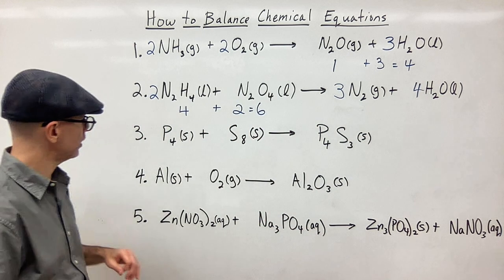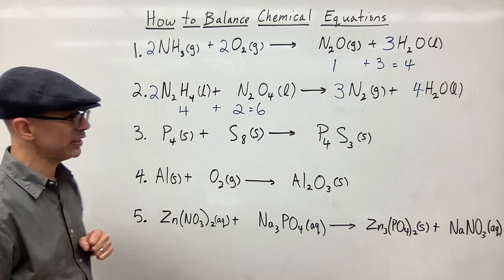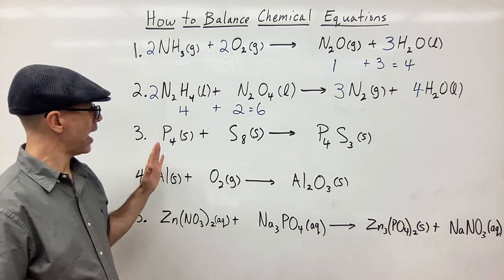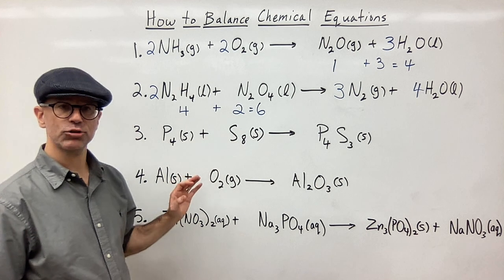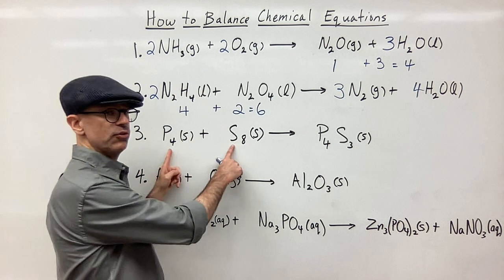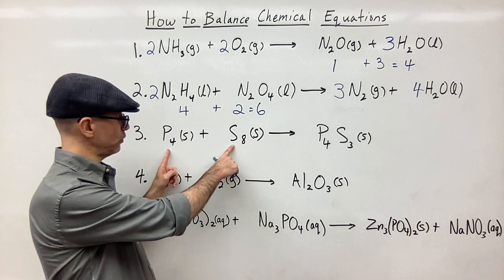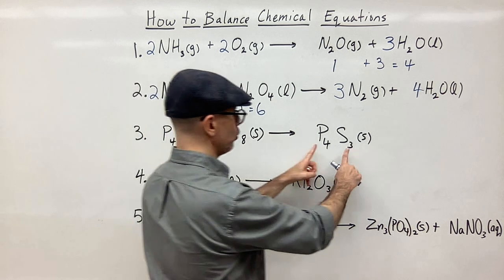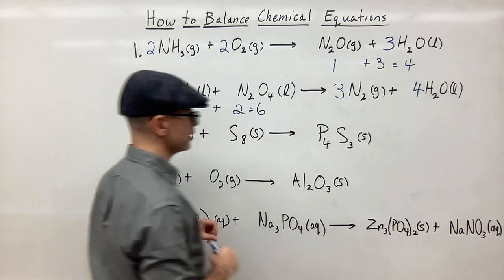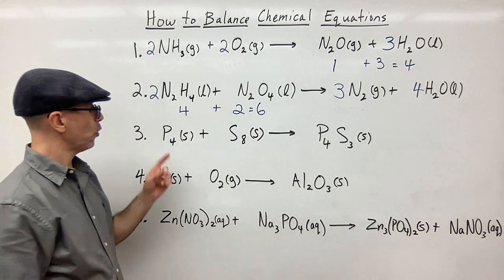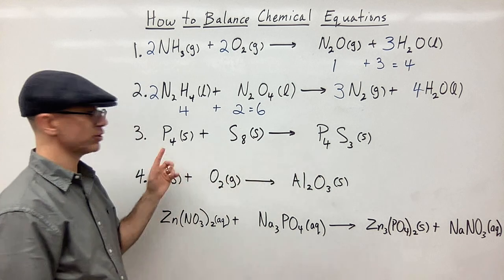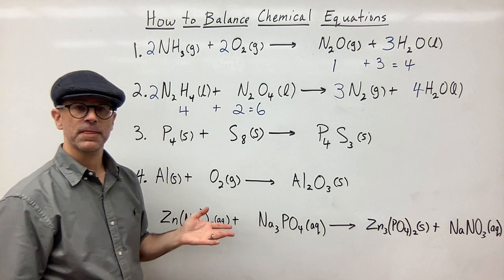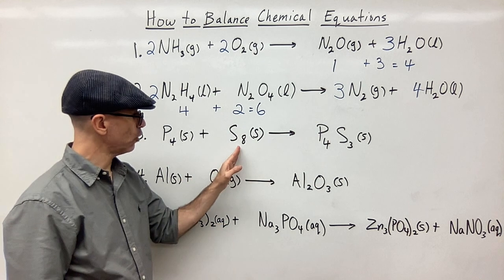Okay, let's go to number 3. So this is where the balancing in this way, you could probably do it, but it's going to be a little tricky because both of these are by themselves and they both form this compound there. What you'll notice here is that the phosphorus and the phosphorus both have 4, so that's already balanced. So you're going to have to balance the sulfur.